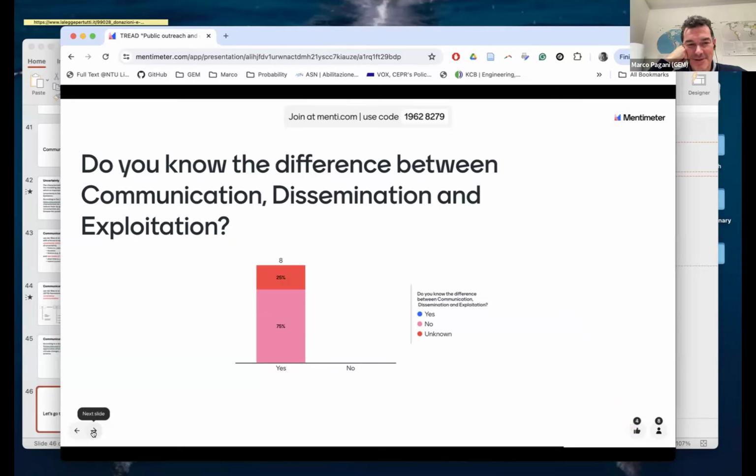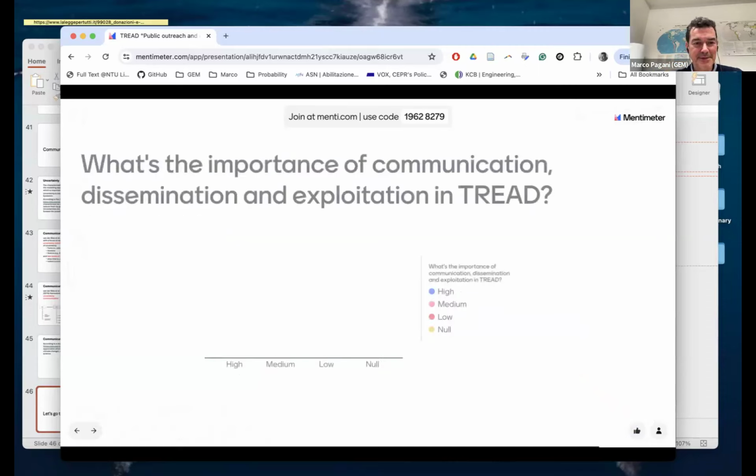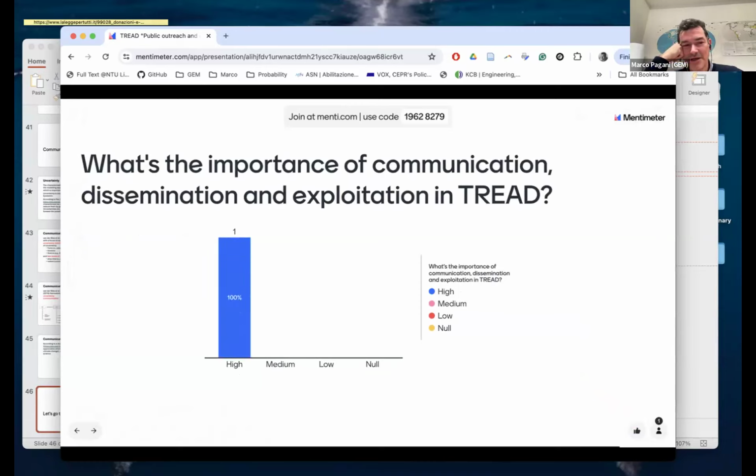Okay, so this is a comparison between what you answered before and what you are answering now. So it seems that there's a clearer understanding regarding the distinction between these three concepts. And if we go to the next one, the importance in the thread, which was, if I recall correctly, already extremely high, so that might not change much.